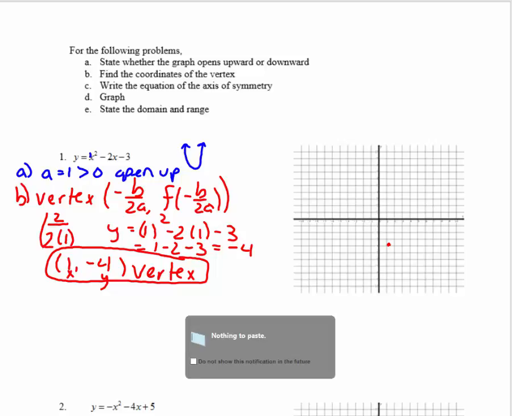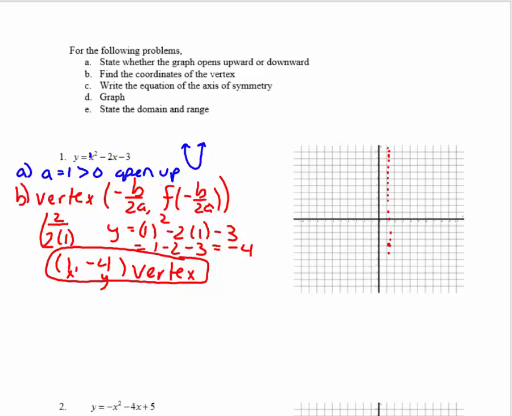Now, let's go ahead and find and write the equation of the axis of symmetry. Well, your axis of symmetry is that line that goes through the vertex. So your axis of symmetry is always going to be of the form x equals, because it's a vertical line, and it went through 1, so my axis of symmetry is x equaling 1.